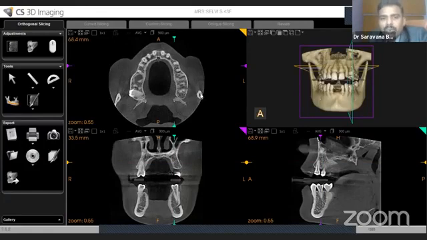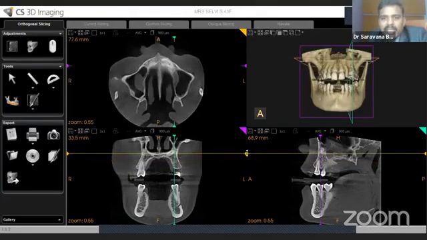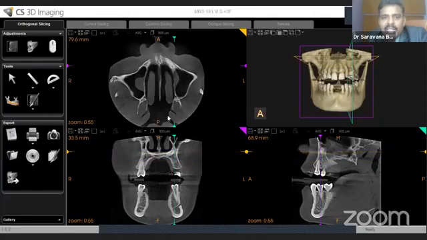Okay. Now you are in this level. Look at the yellow color wireframe here. Now it is the axial slice of this level. Now I am going a little bit upwards to the maxillary sinus level. This is right maxillary sinus. This is left maxillary sinus.